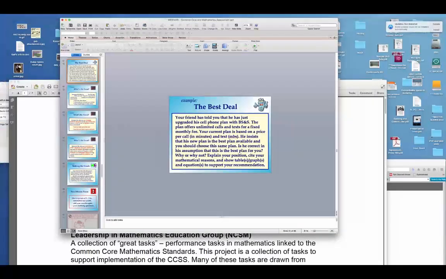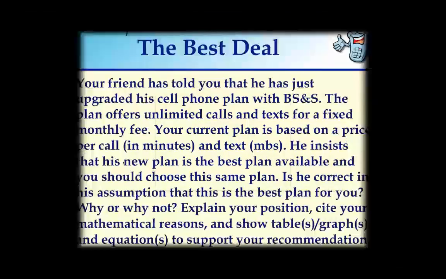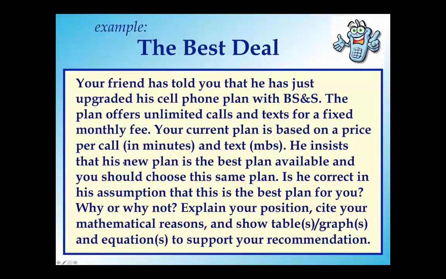The G in GRASPS is the goal. The R is a role for the student. The A is an audience. The P is a product or performance that they'll make. And the S is the standards by which their work will be judged. So if you look at the example on the screen, the audience is your friend. The situation, that's the first S, by the way, is the cell phone plan comparison.